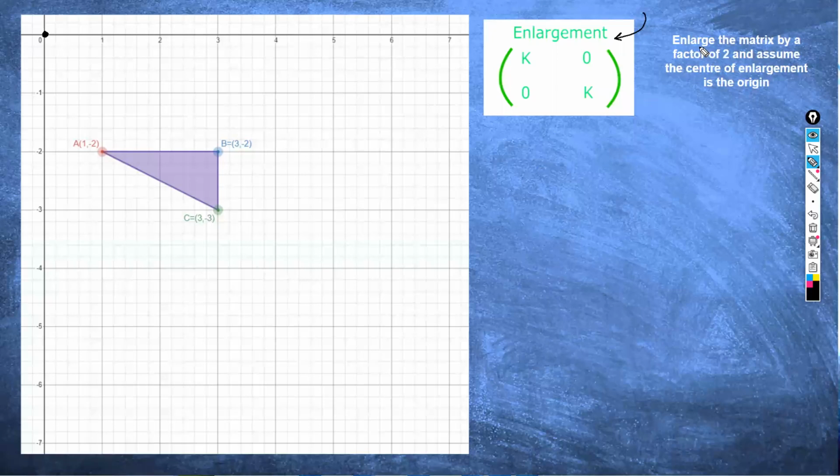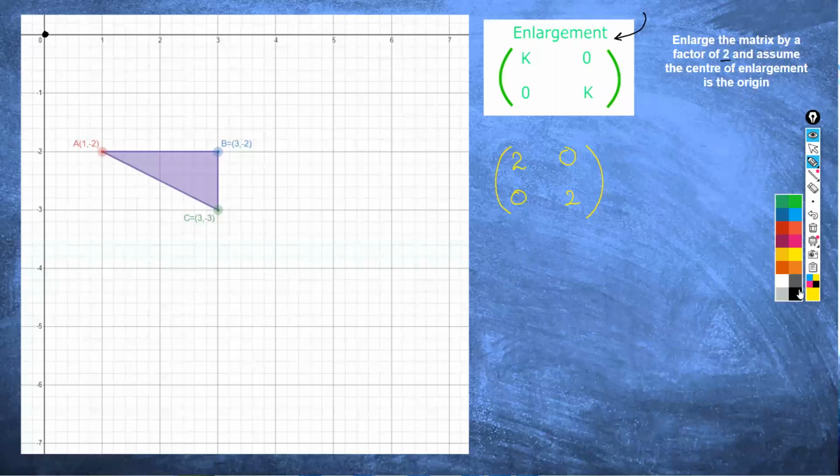Anybody want to take a guess? Since the enlargement factor is 2, we are trying to make the triangle twice as large, right? Do you want to take a guess of what to replace the letter K with? What's the most obvious guess? 2, right? Great. No rocket science there. So if you have to use the matrix method, since it's an enlargement of 2, you replace both K's with 2. 2, 0, 0, 2. And guess what you need to do?